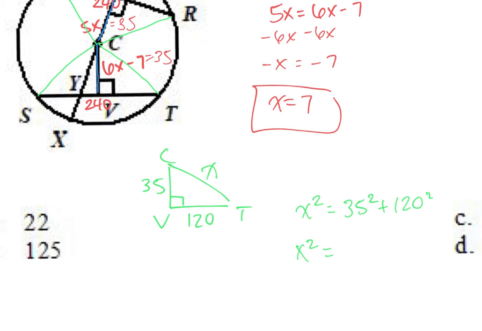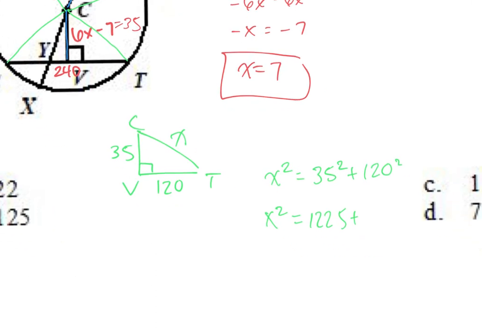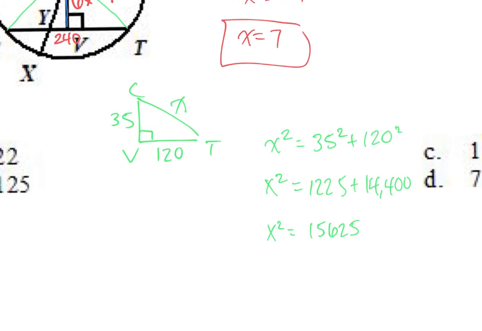This is why we have calculators. 35 squared is 1,225. Plus 120 squared is 14,400. You add them together and we get 15,625. X squared equals 15,625. Is that my radius? No. Why not? Square root. Okay, take the square root of both sides. We're going to get x equals. You take the square root of that answer, and you are going to get 125.